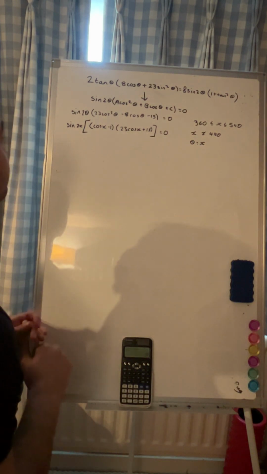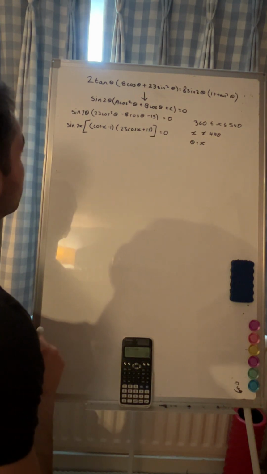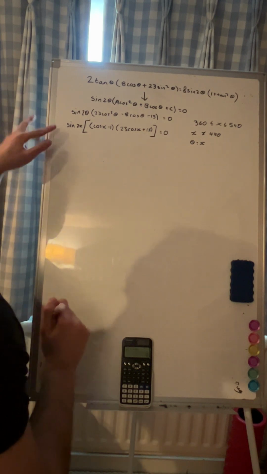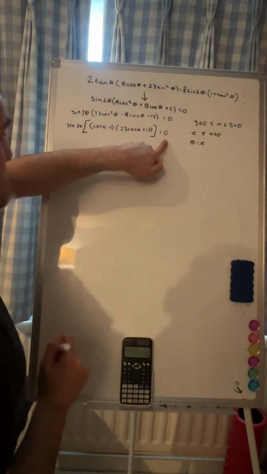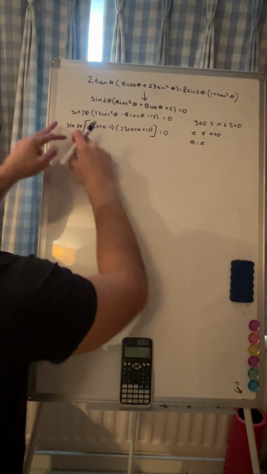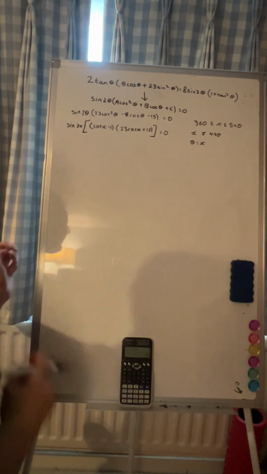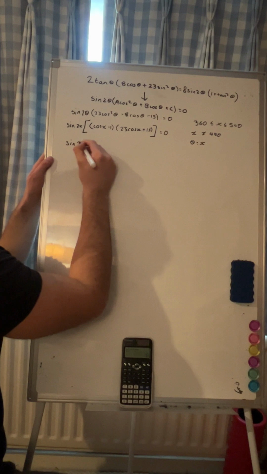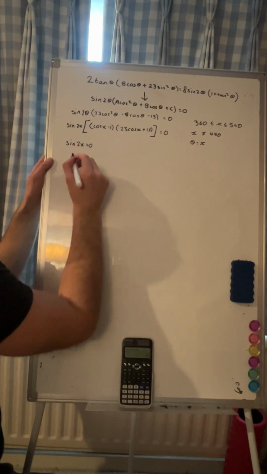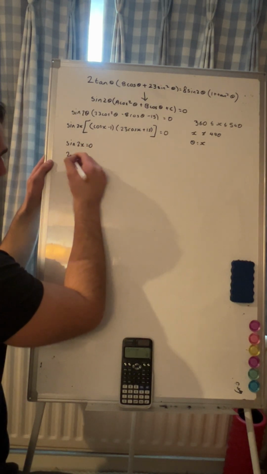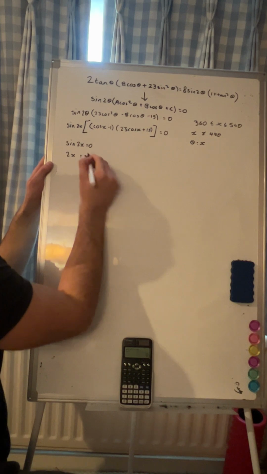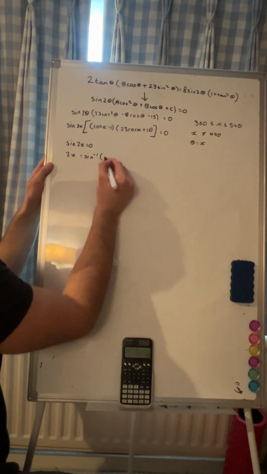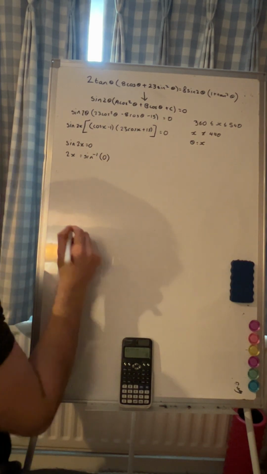So now, this times this equals 0. So either this is 0 or this is 0. And we're going to say sine 2x is 0. So sine 2x equals 0. 2x equals inverse sine of 0, which is 0.